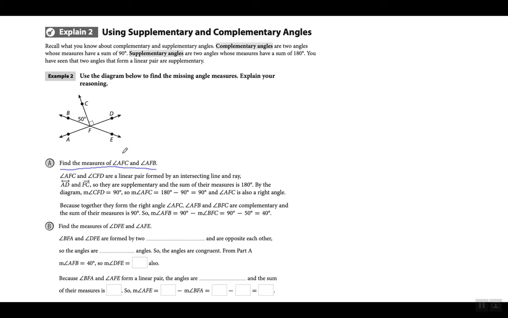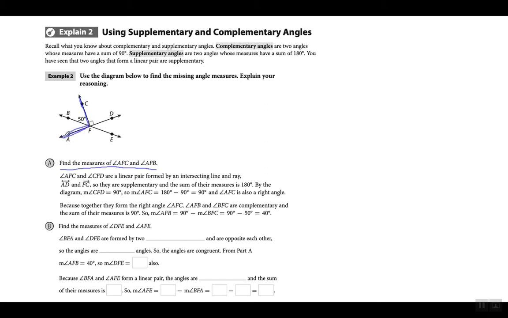Find the measures of angle AFC and angle AFB. Alright, so let me highlight them so we can see what we're talking about. Angle AFC, that's this angle right here. Alright, look how fast I'm going to do this.